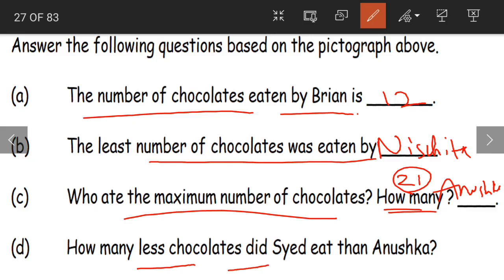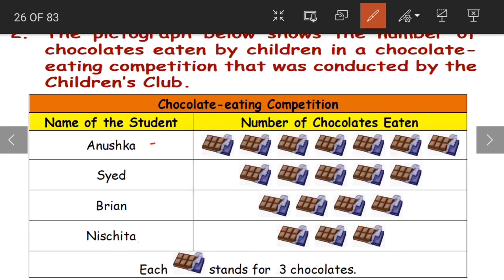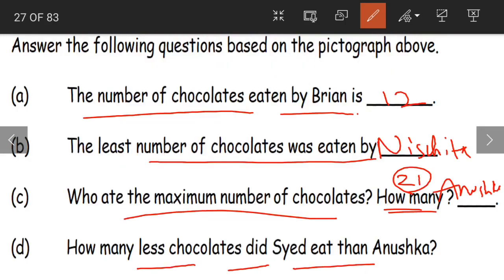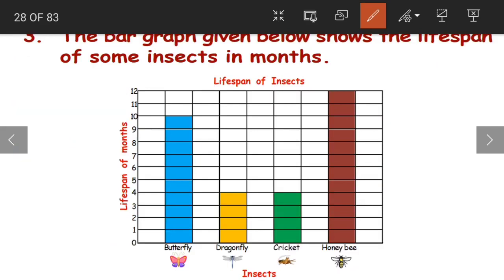Now how many fewer chocolates did Syed eat than Anushka? Anushka ate 21. How many did Syed eat? 1, 2, 3, 4, 5. 5 into 3 is equal to 15. So Syed ate 15 chocolates. Now what is the difference? How much less did he eat? 21 minus 15 is equal to 6. So Syed ate 6 fewer chocolates than Anushka. Clear, children? Now coming to the bar graph.